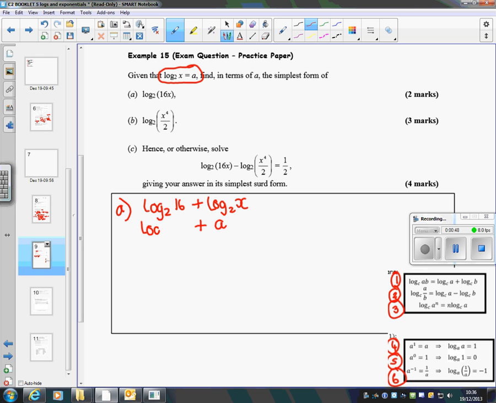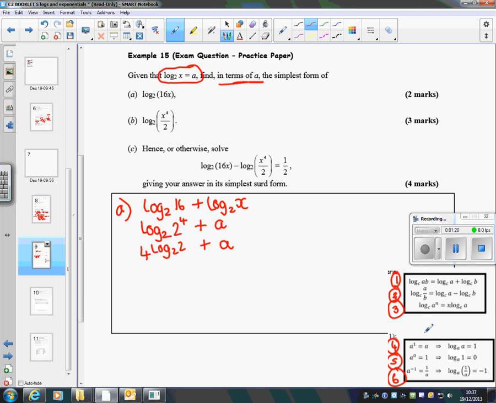With log to the base 2 of 16, if we rewrite 16 in terms of powers, we can write 16 as 2 to the power 4. And rule 3 here says that we can bring the power to the front, so we've got 4 log to the base 2 of 2 plus a. Now we need to give our answer in terms of a, so the question's asking us to simplify and write our answer in terms of a.